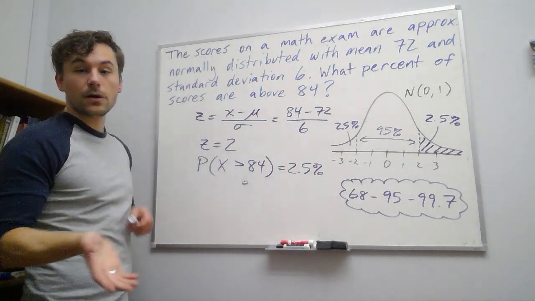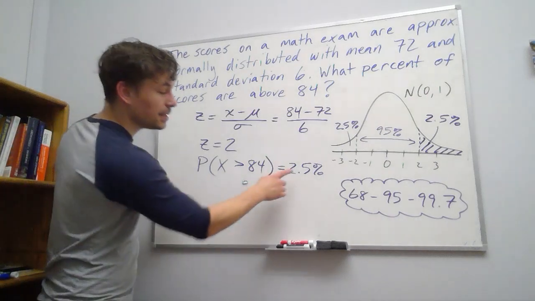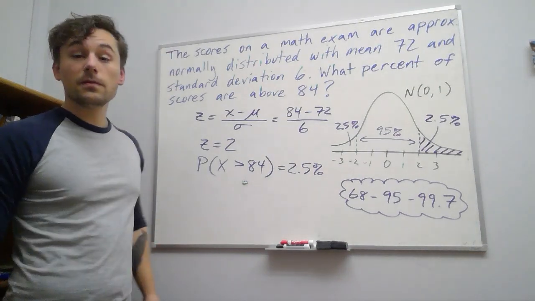2.5%. Now, if you use a calculator or if you use a z-table, you're going to get a slightly different value. Again, this is just an approximation, but they should be fairly close.